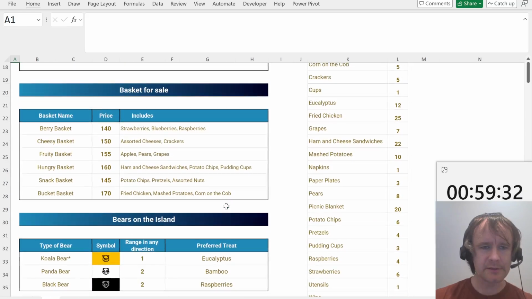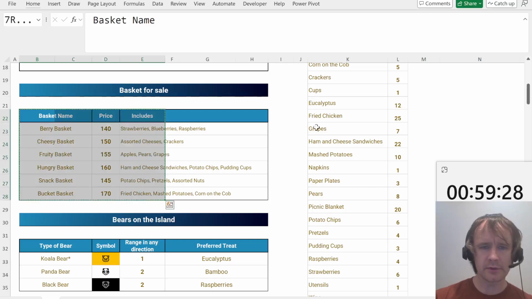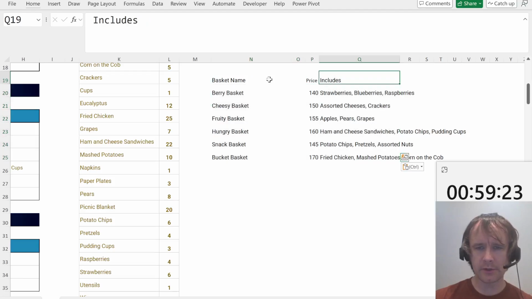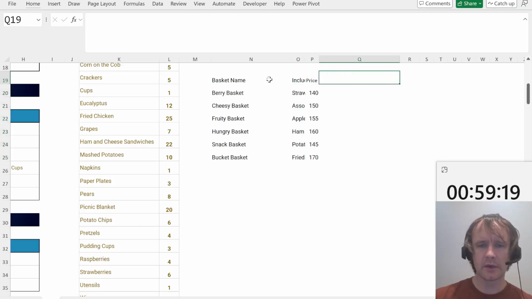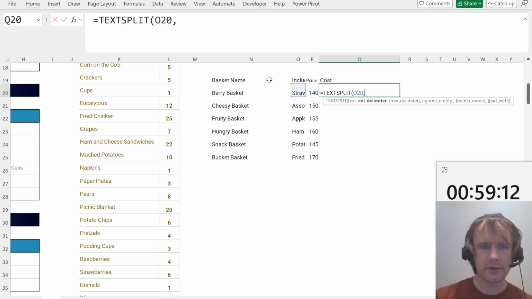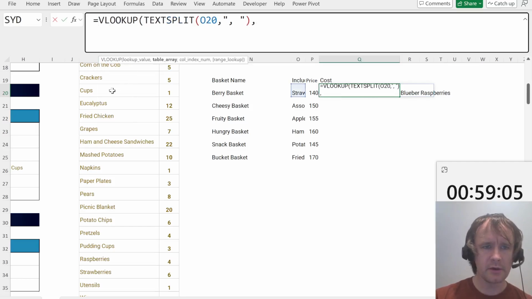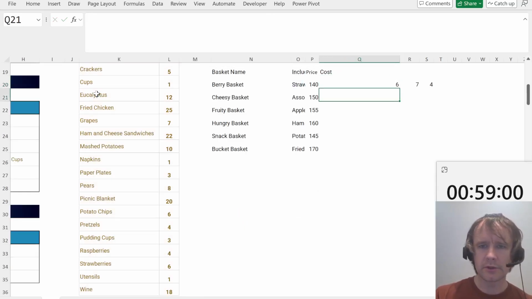So Bear Island, there's first a bunch of stuff about economics of baskets. I'm just going to pull these into a place that I can spread them out a little bit more because I know I need to add a wine option. So there's my ingredient list. Then I guess cost. I'm going to say text split of this by, I guess, comma space. Let's see. Yes, then I'm going to VLOOKUP that in here. Block to 0 and sum.